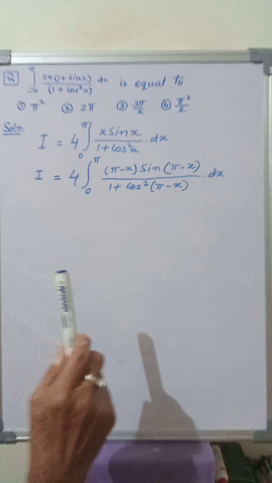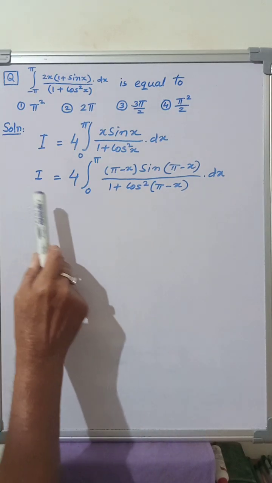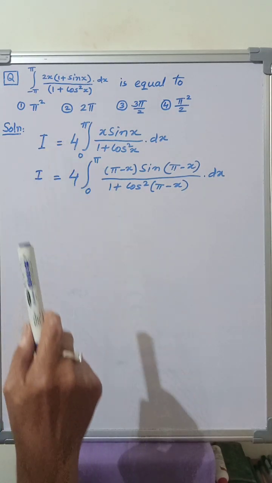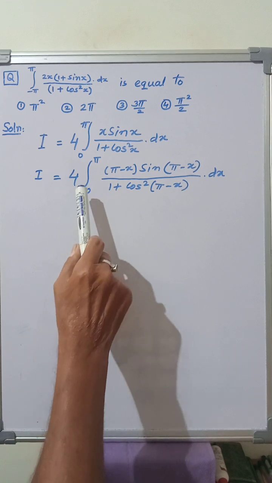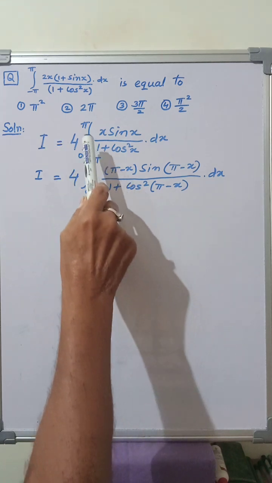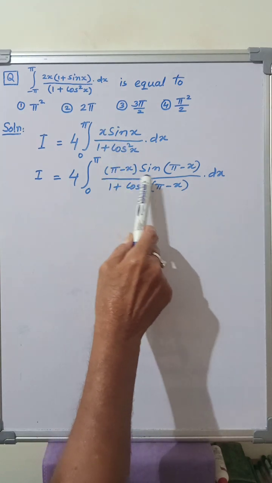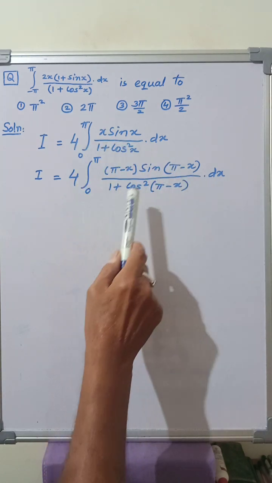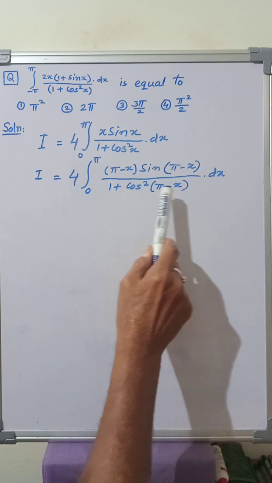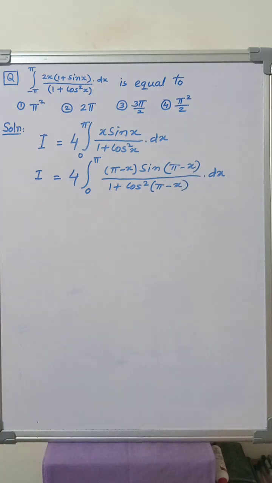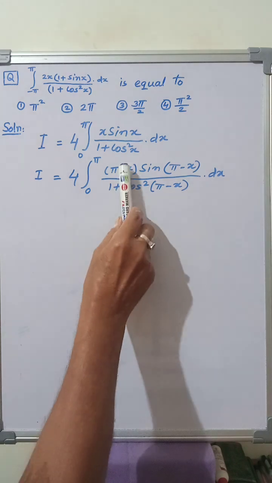So applying the rule, we get I is also equal to 4 into the integral between limits 0 to pi, where x will be replaced by pi minus x. So pi minus x into sin(pi minus x) divided by 1 plus cos square (pi minus x) into dx. And now let us expand the numerator.